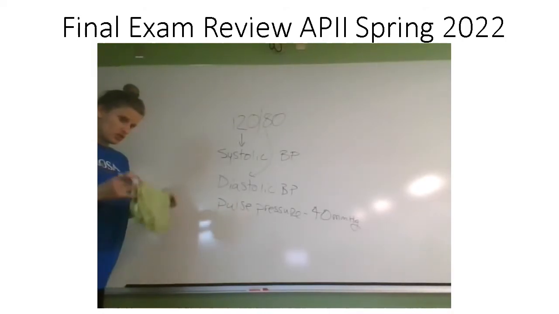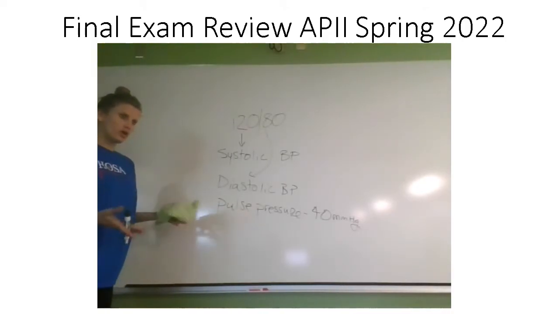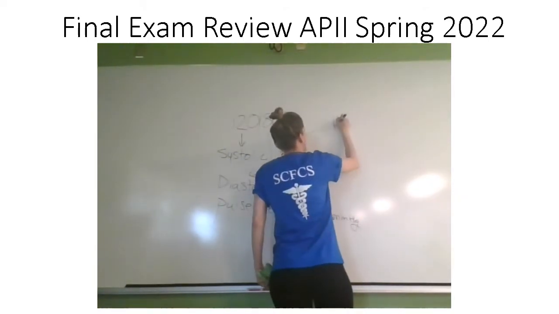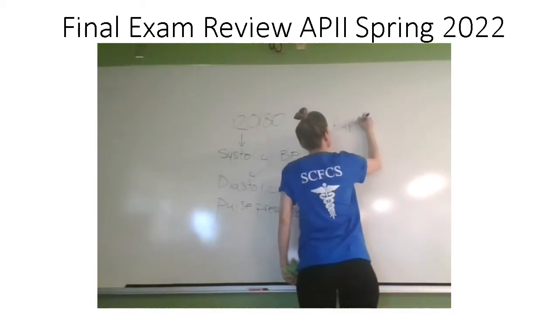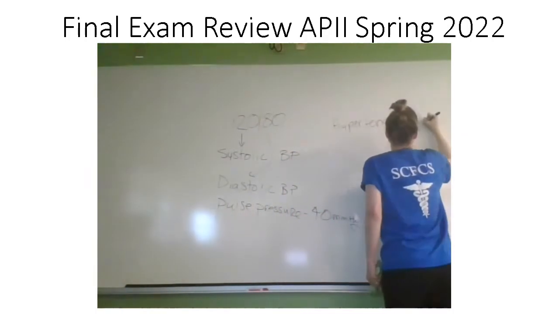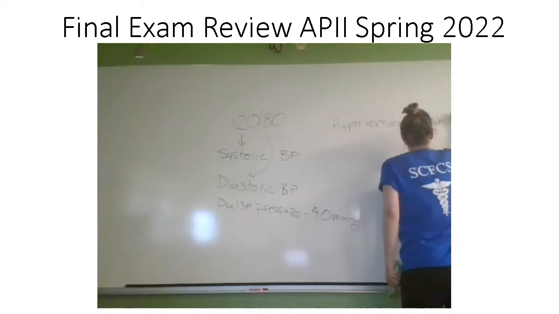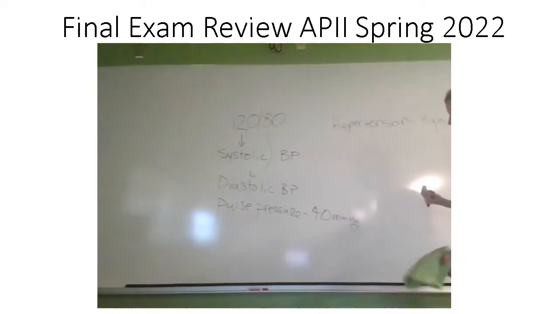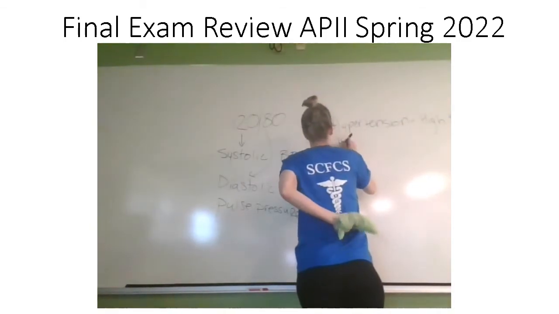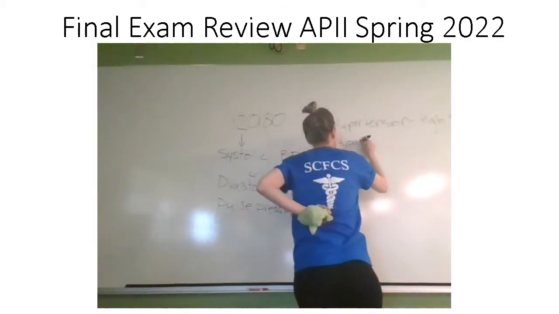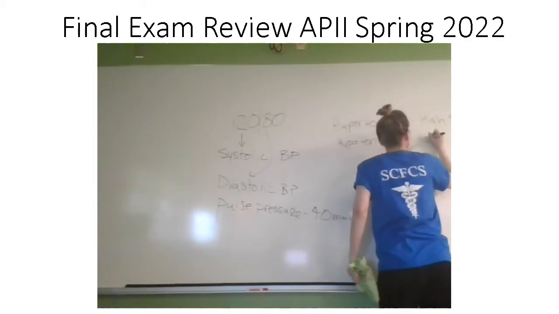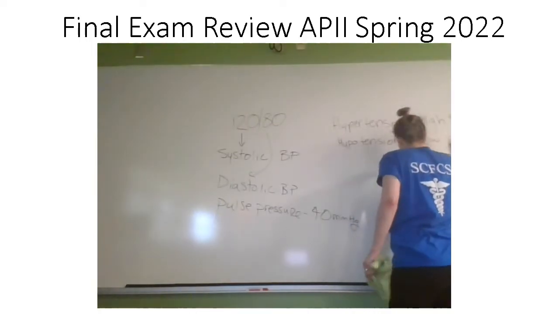You guys should know what we call it when pressure is too high and when it's too low. So hypertension is high blood pressure, right? Hyper, above normal. Hypotension is low blood pressure.